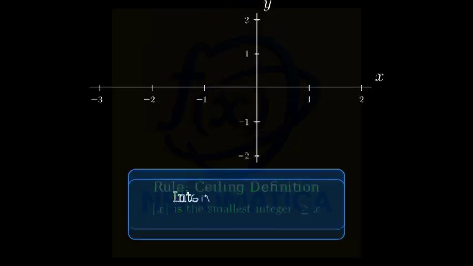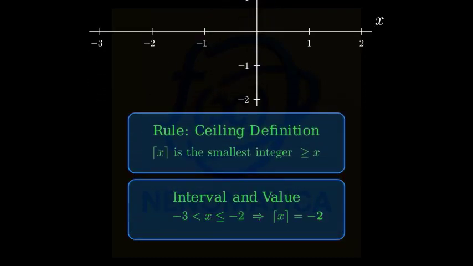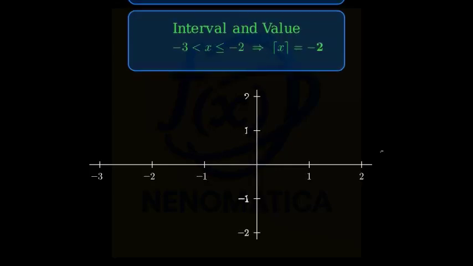Step 1. On the interval -3 is less than x, and x is less than or equal to -2, the ceiling is -2. Let's place a horizontal segment at y equals -2 from x equals -3 to x equals -2 using an open circle at the left and a closed circle at the right. Open for strictly less than at -3 and closed for less than or equal at -2.